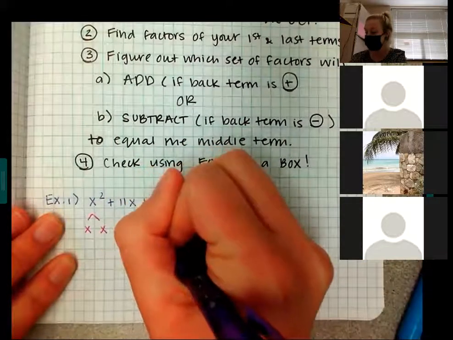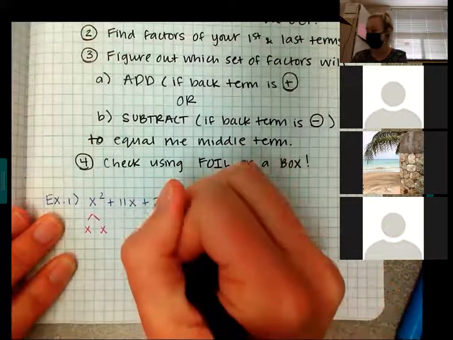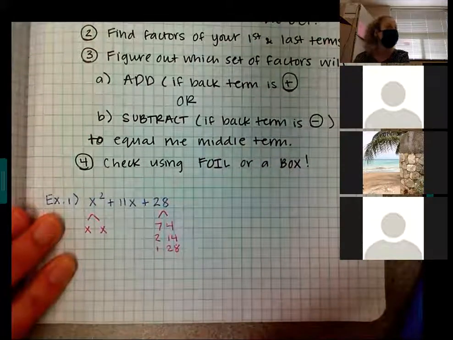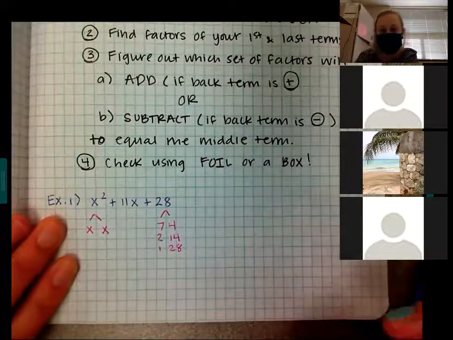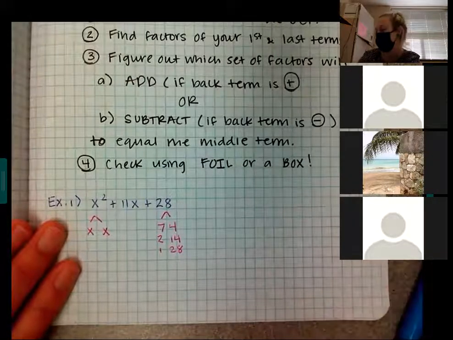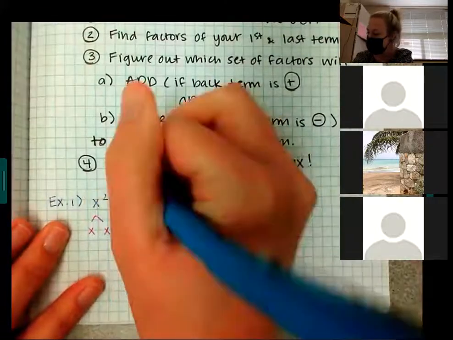2 and 14? Yeah, you're good. And then don't forget about 1 and 28. Okay? Now, Carter said 7 and 4 first. So somebody that's at home, why do you think he said 7 and 4 first? Because 7 and 4, you can add them. Yeah. If you add them, you get 11.